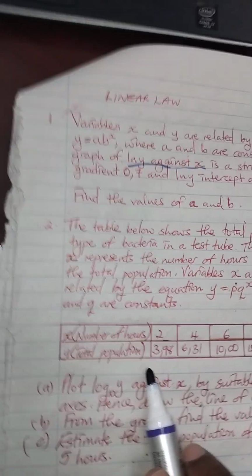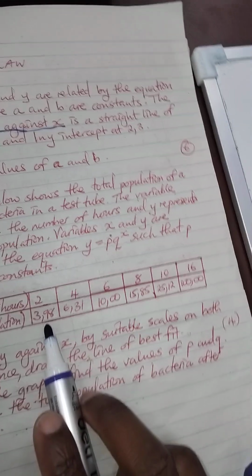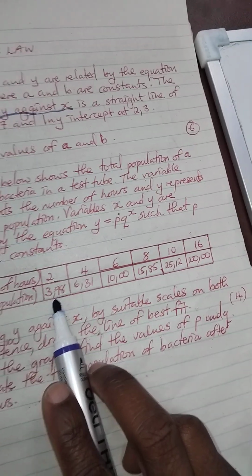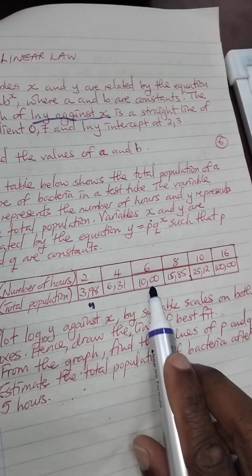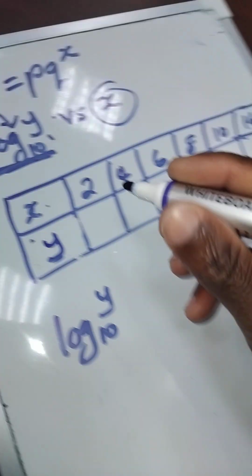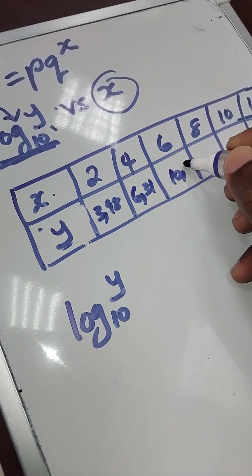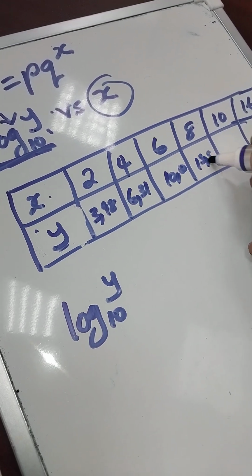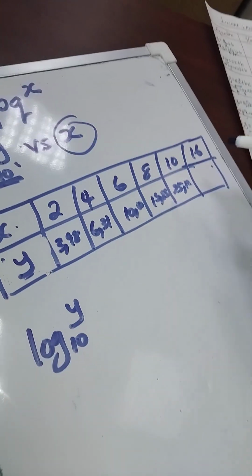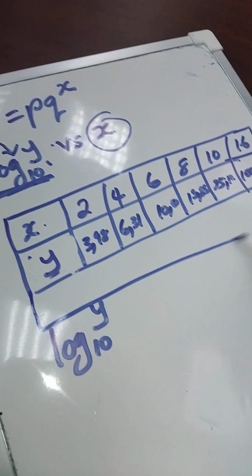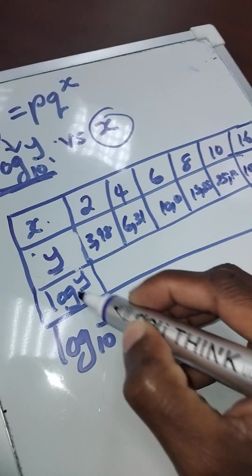These are the values of y. The first thing we do is write out the values of y: 3,98, 6,31, 10,00, 15,85, 25,12, 100. So we are looking for log y base 10.